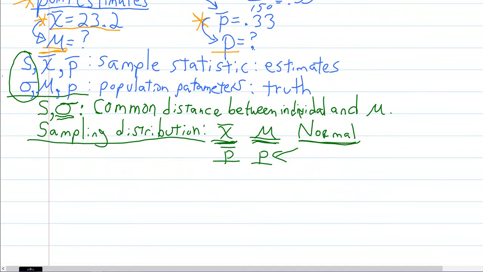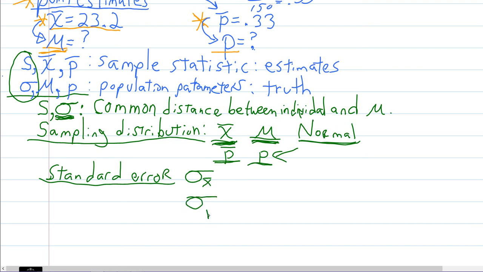A measurement that we use to talk about how close a sample mean might be to the true mean, or how close a sample proportion might be to the true proportion, is called a standard error. A standard error is something that we want to calculate, and instead of using a symbol like this, the population standard deviation, we have two different symbols we use depending on whether we're talking about a sample mean or a sample proportion. But a standard error tells you a common distance. It's like a standard deviation, a common distance between your estimate and the truth.